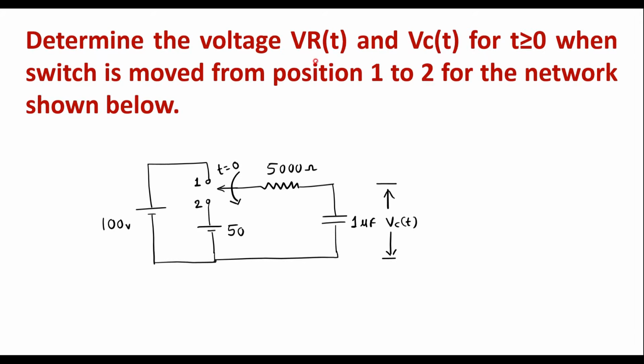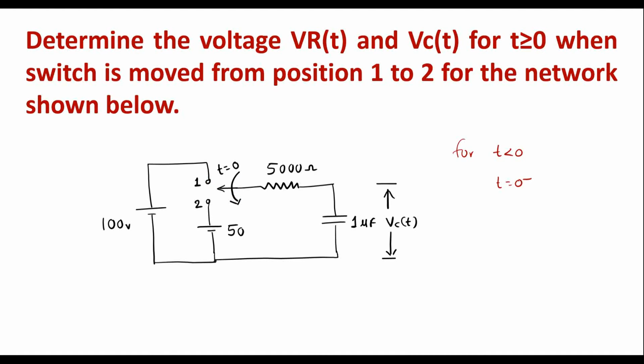So here we need to calculate VR of t, that is voltage across the 5000 ohm resistor, and Vc of t, that is voltage across the capacitor, when the switch is moved from position 1 to 2. So here it is seen that at t equal to 0 the switch will move in this direction. It means that the switch is connected to position 1 for t less than 0, the position of the switch is connected to A. So we can say that at t equal to 0 minus, the switch is connected to position A.